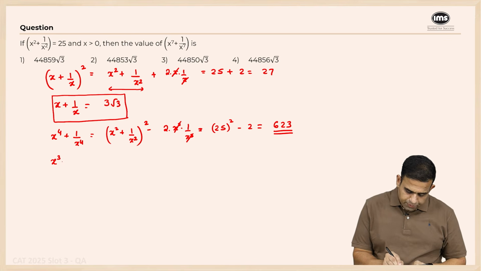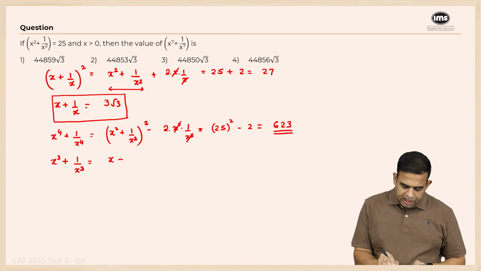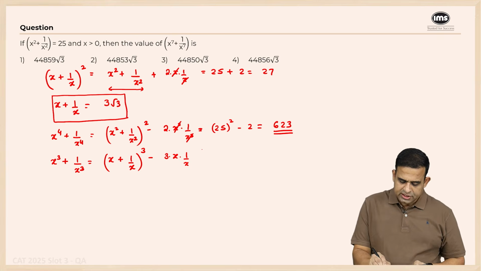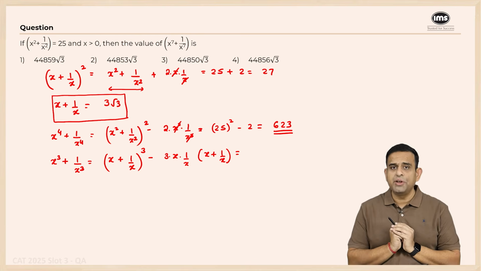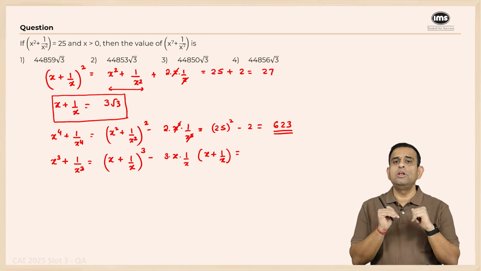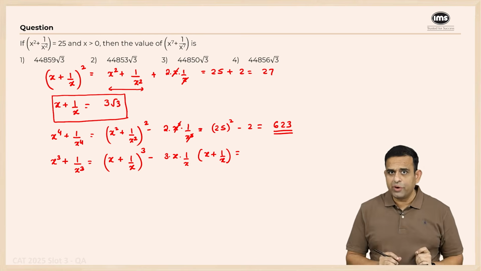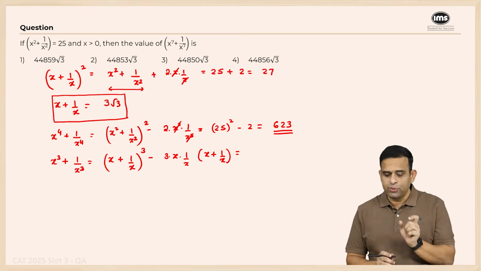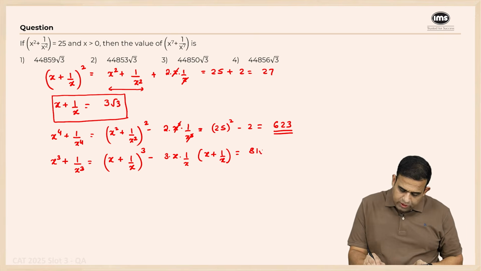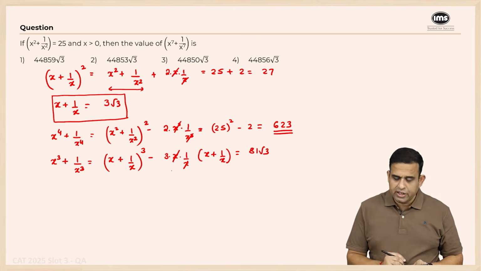So x cube plus 1 upon x cube would be equal to (x plus 1 upon x) whole cube minus 3 into x into 1 by x times (x plus 1 upon x). And the term x plus 1 upon x is known to me as 3 root 3. If I do 3 root 3 whole cube, 3 cube will become 27, root 3 cube will become 3 root 3. So 27 into 3 root 3 will become 81 root 3. Now this term basically will get cancelled out.